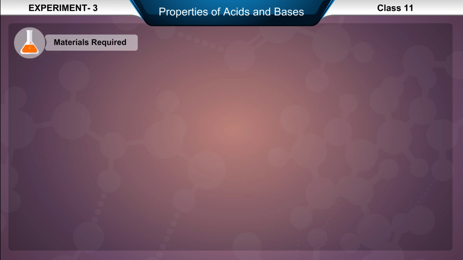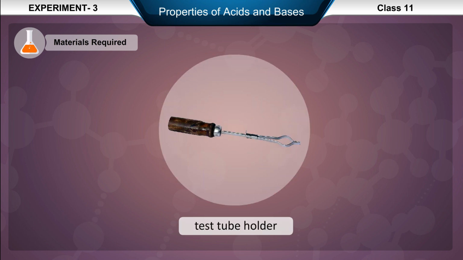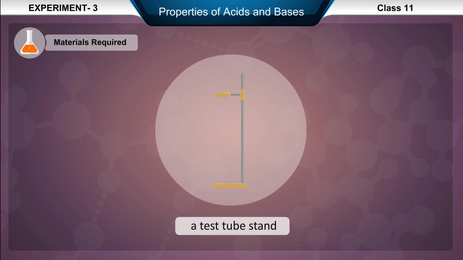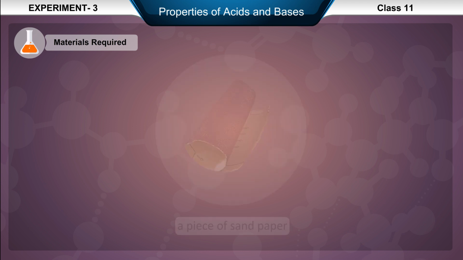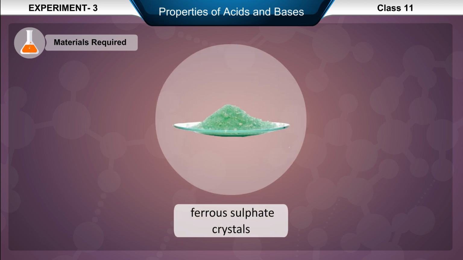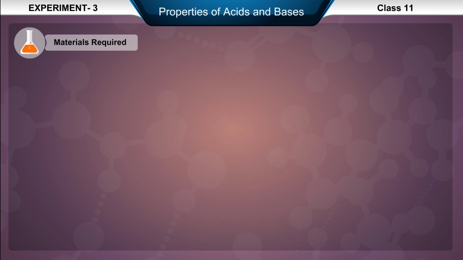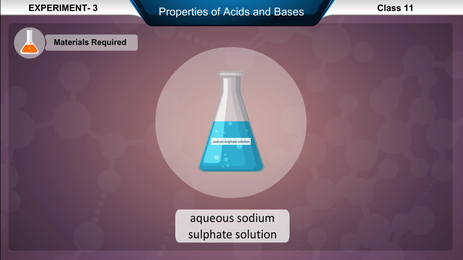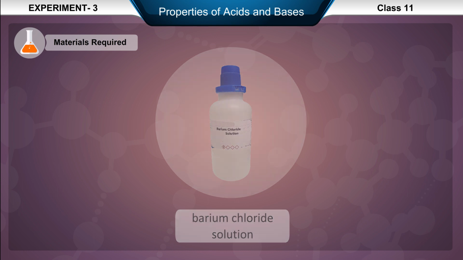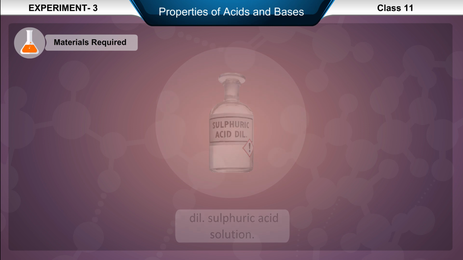Materials required: 4 test tubes, a beaker, test tube holder, tongs, test tube stand, a dropper, a piece of sandpaper, Bunsen burner, a small piece of quicklime, ferrous sulfate crystals, iron nails, clean and unrusted, copper sulfate solution, aqueous sodium sulfate solution, barium chloride solution, distilled water, dilute sulfuric acid solution.